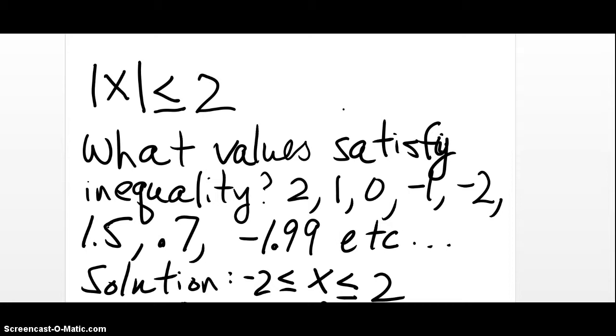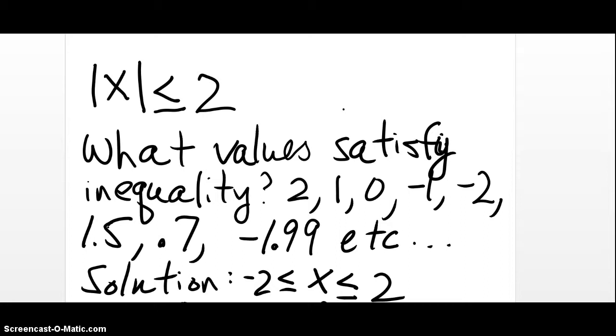Let's say x were to equal 2.1. The absolute value of 2.1 is 2.1. That's not less than or equal to 2. Okay, let's say x was negative 3. Now the absolute value of negative 3 is positive 3. That is not less than or equal to 2. So the only numbers that satisfy the inequality are between -2 and +2.